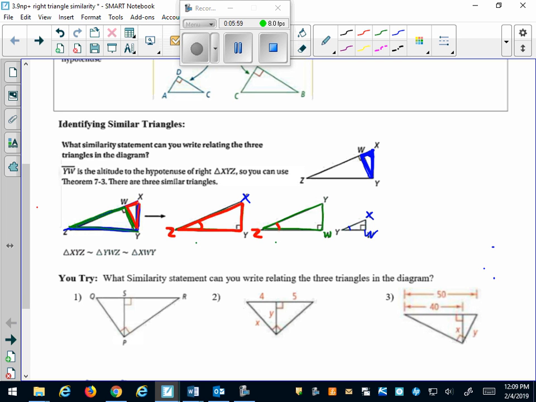So XY in this one would correspond with YW. You see that? Yes? Okay. Let's look at it the other way. XY is right here, right? Well, that's the short leg. And then we have to go to the short leg of the medium. What's the short leg of the medium triangle? YW.